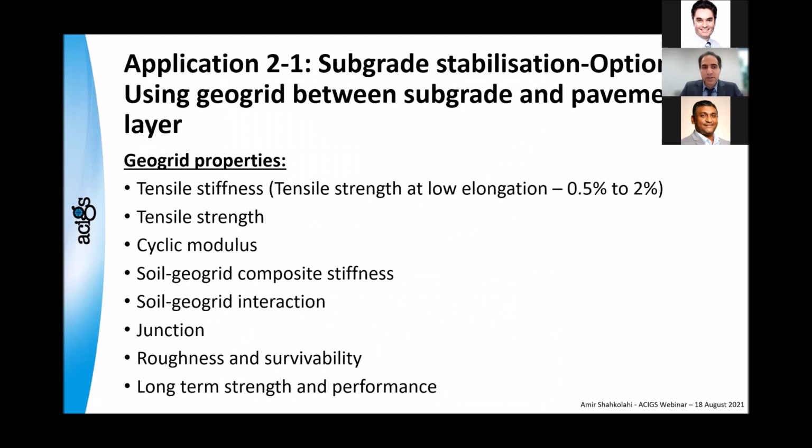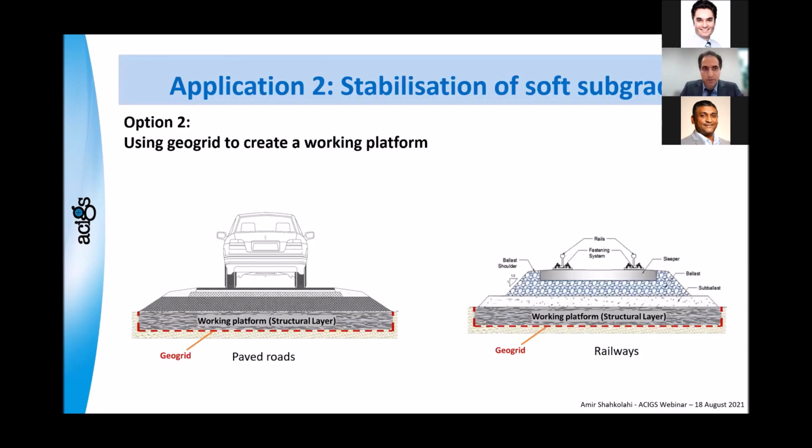The properties that are important are tensile stiffness and tensile strength, depending on the type of road. Is it an unpaved road? Is it a walking platform? This can be important. Cyclic modulus sometimes, soil geogrid interaction, junction and roughness, and long-term performance, depending on the case. For example, in some guidelines, like the German rail guidelines, they talk about long-term performance as well. So it depends on the application.